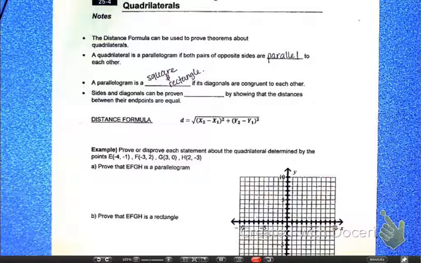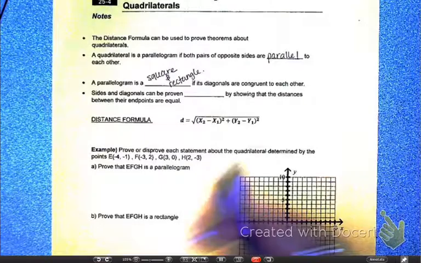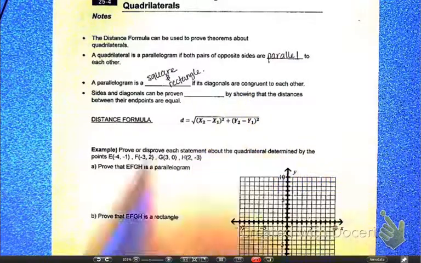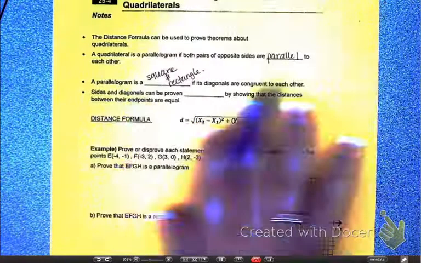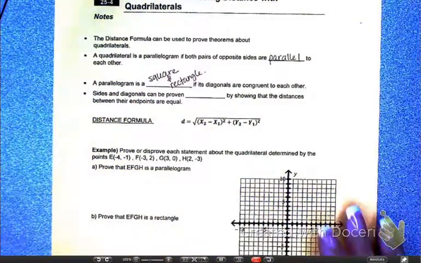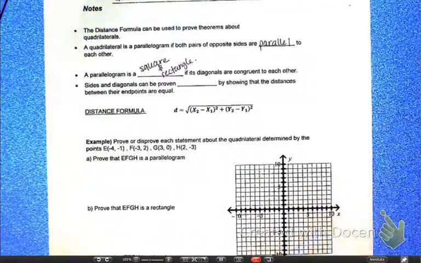No, because both pairs of opposite sides are not parallel. So the definition of a parallelogram is both pairs of opposite sides have to be parallel. So the diagonals may be congruent to each other, but it's not a parallelogram, so it doesn't fit this right now. Okay? Sides and diagonals can be proven blank by showing that the distances between their endpoints are equal. What word do you think goes in there? Congruent. Yep.